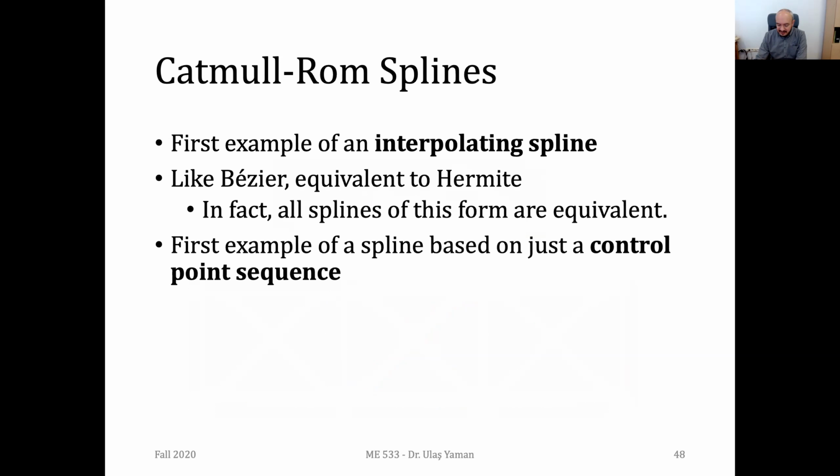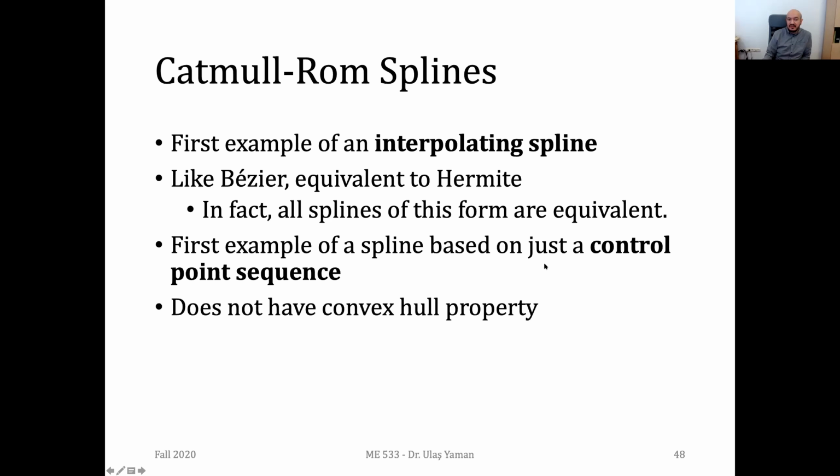In summary, all these types of curves are similar to each other. We can say that they are equivalent, just their coefficients, their basis functions are different. And right now, we will have just a first example, which is based on a control point sequence. Another thing about the Catmull-Rom splines is that they do not have convex hull properties. So operations like clipping, moving, and other operations are quite difficult, but it has an interpolating property.